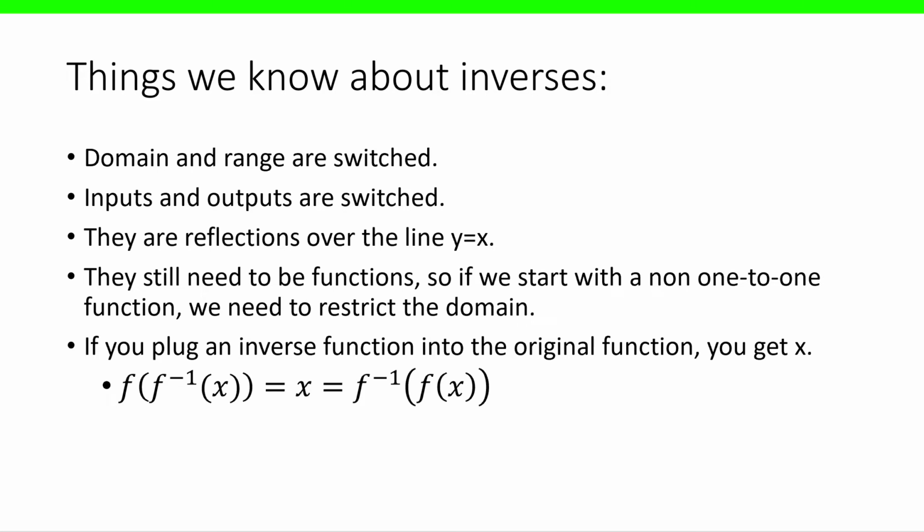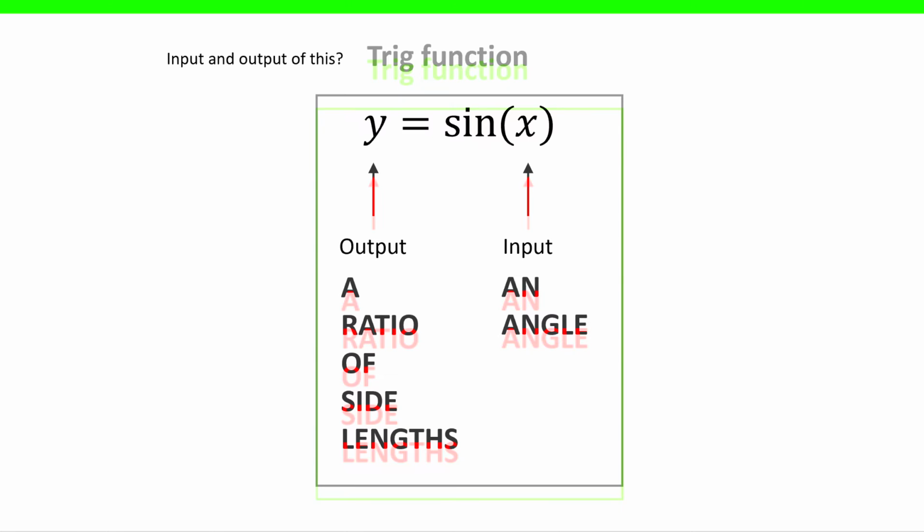Okay, so this is y equals sine of x. Now, we have an input and an output to this function. The input to a trig function is always an angle. The output is always a ratio of side lengths. Specifically for sine, sine of x or sine of theta is equal to the opposite side of that angle divided by the hypotenuse. So specifically, it is the ratio of side lengths, opposite over hypotenuse, but we're just defining the kind of thing that the output is. In this case, it's the ratio of side lengths.